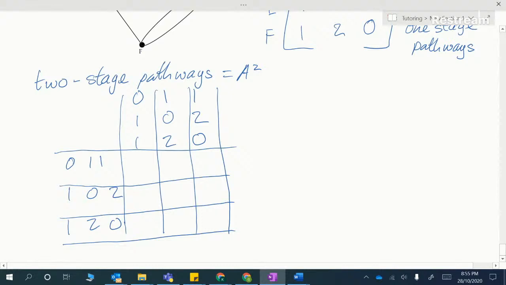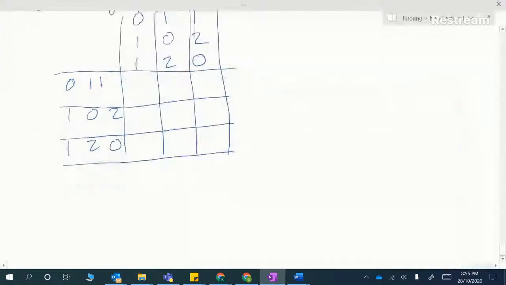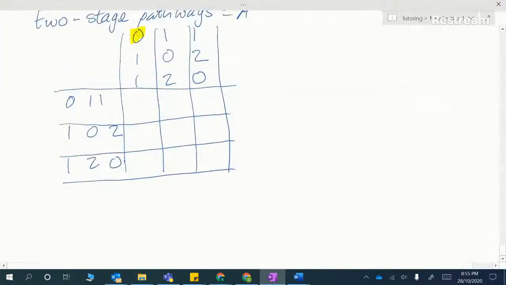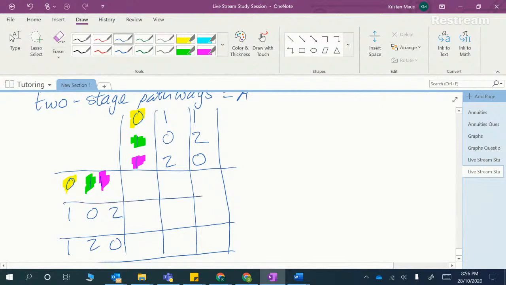So it kind of makes a table like this. Stay with me. Okay, so what I have to do, let me just get a highlighter real quick. So what I need to do is multiply this number by this number in this square here, if that makes sense. Then this number by this number, and then this number by this number.